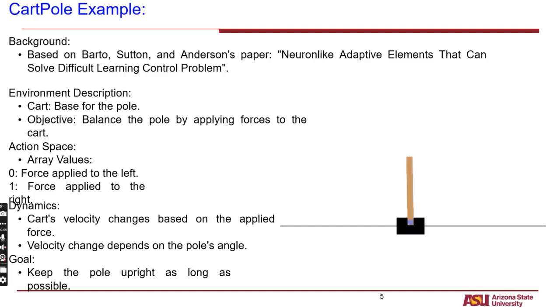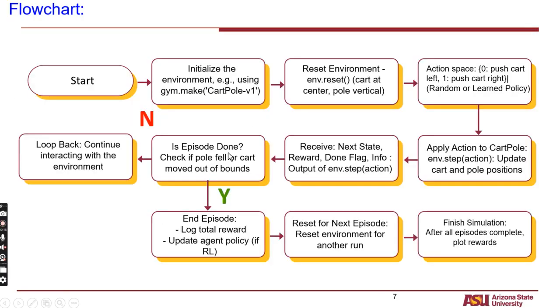Our agent needs to ensure that the pole is standing and it doesn't go out of view. This should be done within 500 time steps, and the policy needs to be updated accordingly. So in the next slide, we have shown the flowchart of how this program would be possible in an OpenAI Gym environment. So first we start by initializing the environment using the gym.make command.